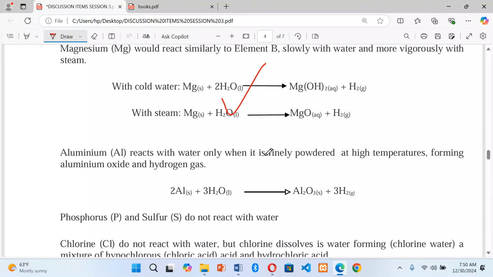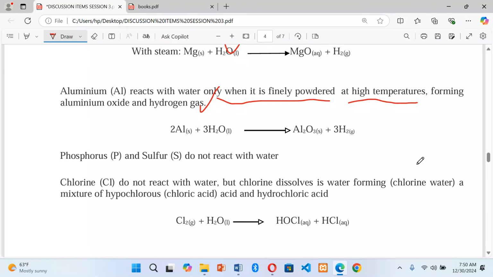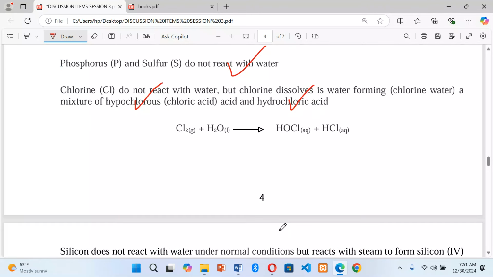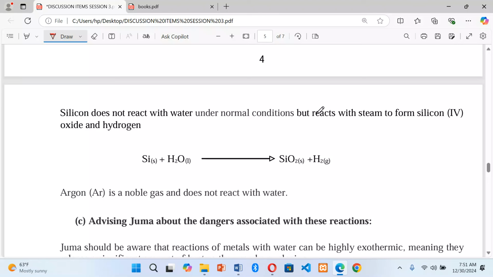Now, aluminium. Aluminium reacts with water only when it is finely powdered at high temperatures, forming aluminium oxide and hydrogen gas. It is a condition that it reacts only when it is finely powdered and at high temperatures. If not, it will not react. Then phosphorus and sulfur do not react with water. Chlorine does not react with water, but chlorine dissolves in water, forming a mixture of hypochlorous acid and hydrochloric acid. So that is how chlorine reacts. The symbolic equation is there, but if you don't know the symbolic, you can use the word equation.